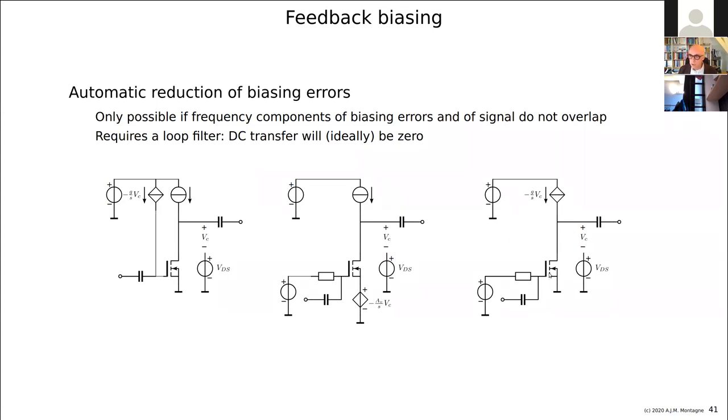So if this transistor is not biased correctly, if this range is large enough, it can still produce the correct voltage. This is a local feedback loop, and this you would call overall feedback biasing. Overall, because the transistor is involved, and here the transistor is not involved.